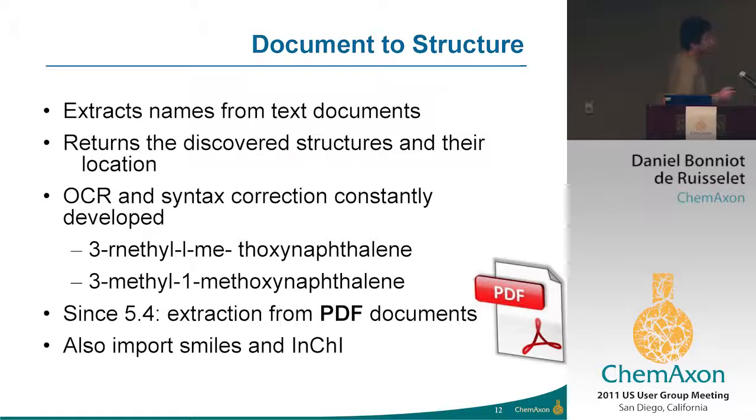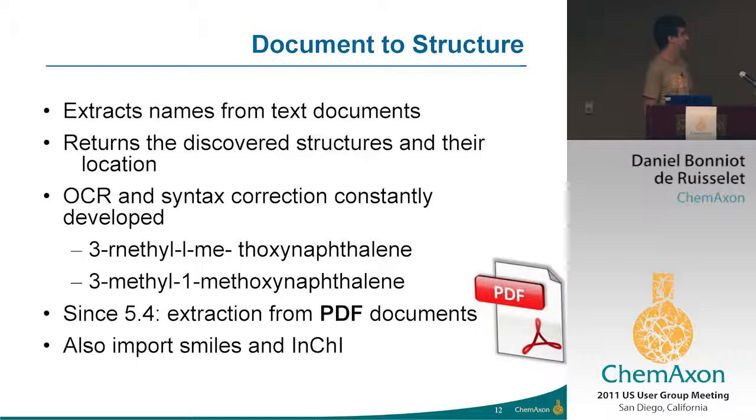Now, in Document to Structure, we also provide this tool. It extracts the names from text documents and returns the structures and their location. If it's a text document, it can tell you exactly which character. If it's a PDF, it will tell you just the page number, because there is no real definition of location more than that. We do some OCR correction.